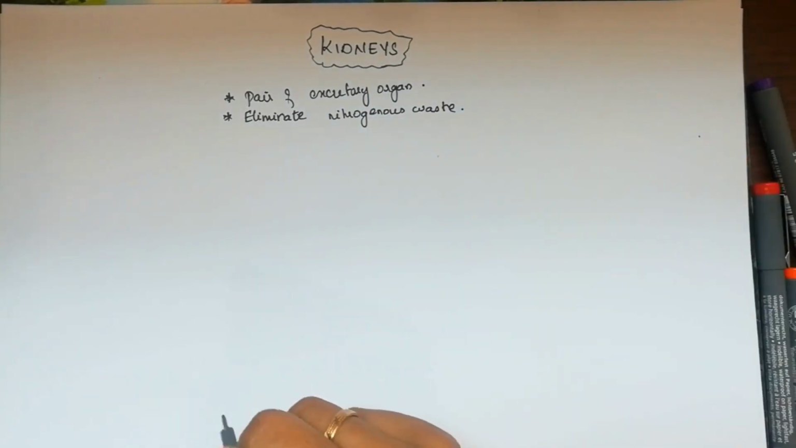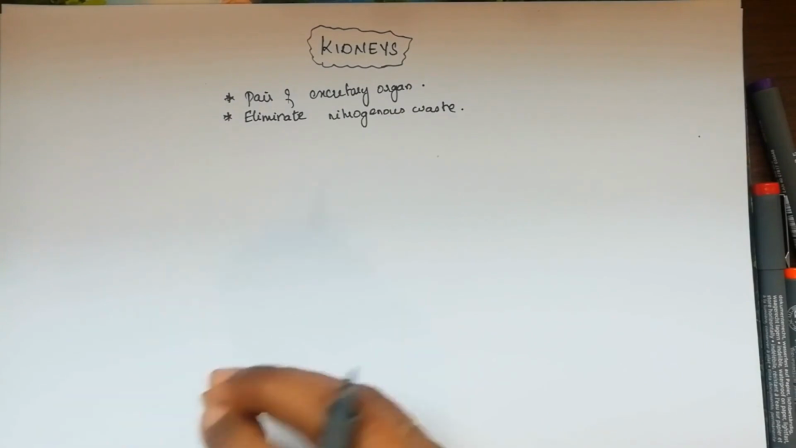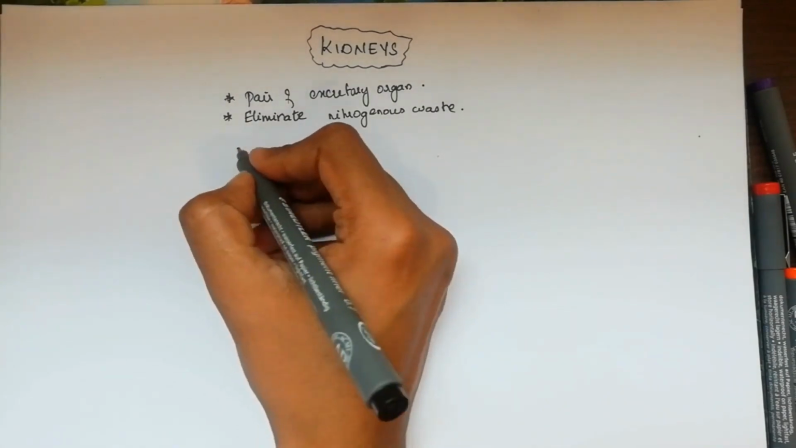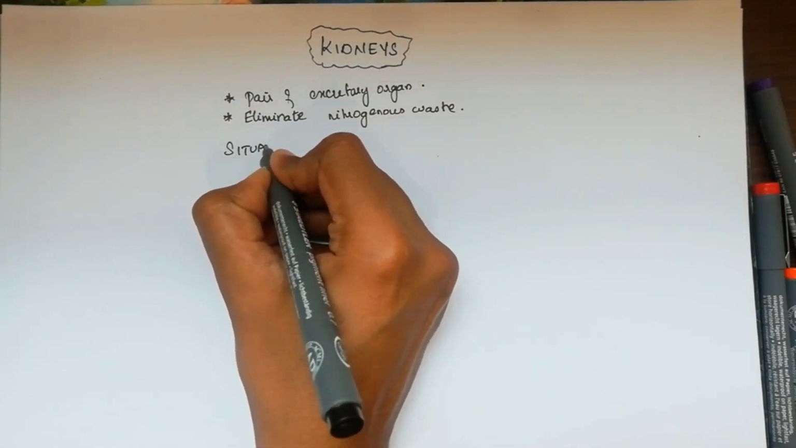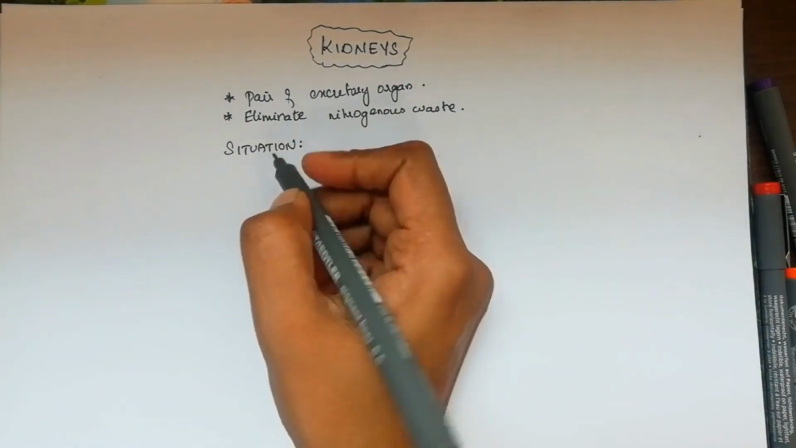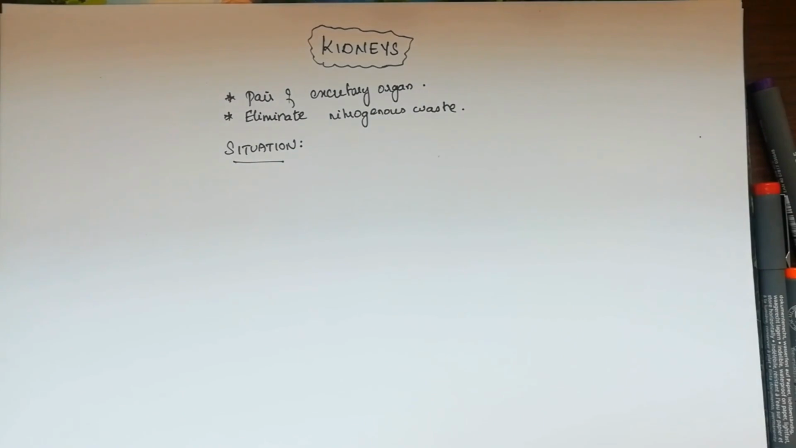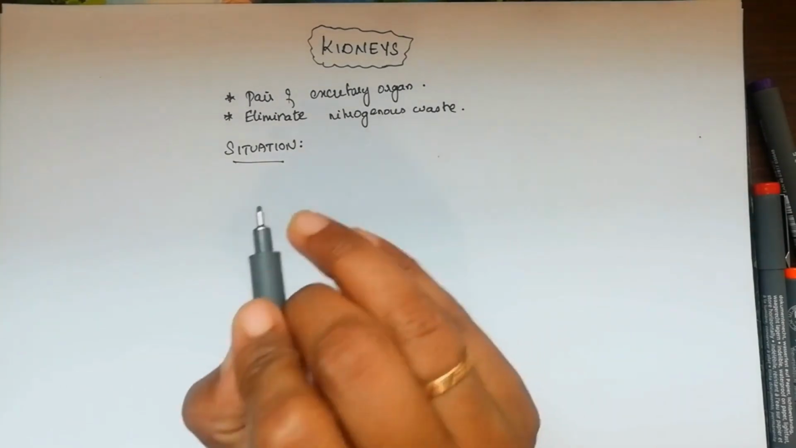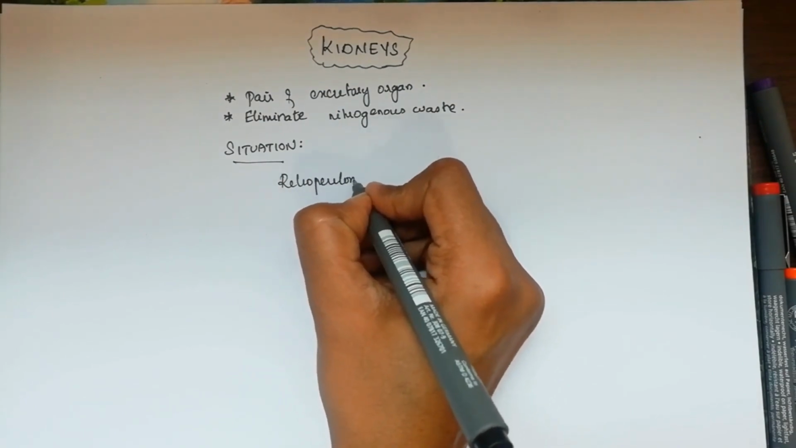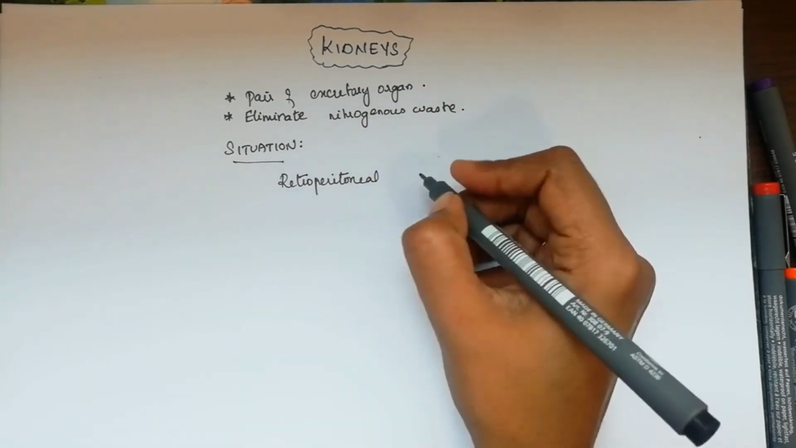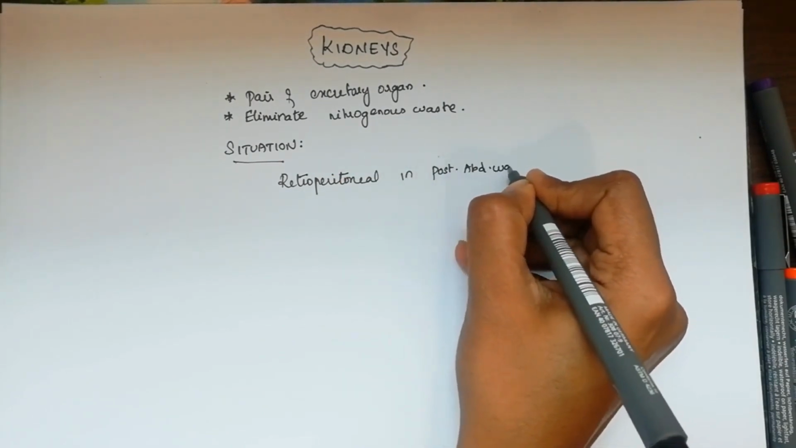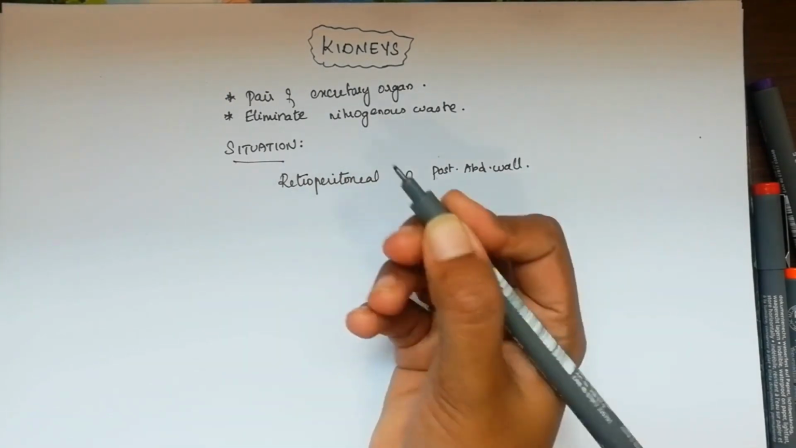Now we will move on to the anatomical parts or properties of this kidney. Talking about anatomical parts, first we are going to deal with the situation. So the situation of the kidney, where it is present, we are going to deal with. As I said before, it is a posterior abdominal wall organ and it is present behind the peritoneum. So it is retroperitoneal in the posterior abdominal wall, and it is seen as a paired organ.